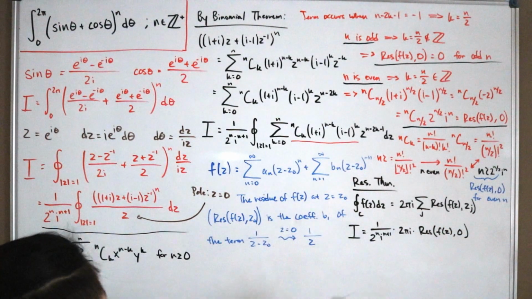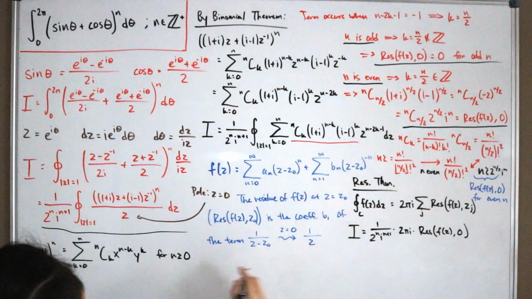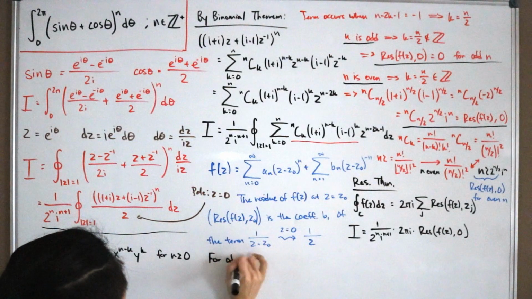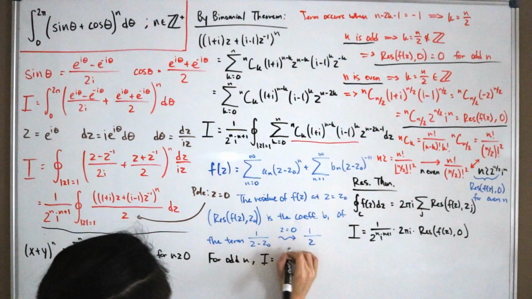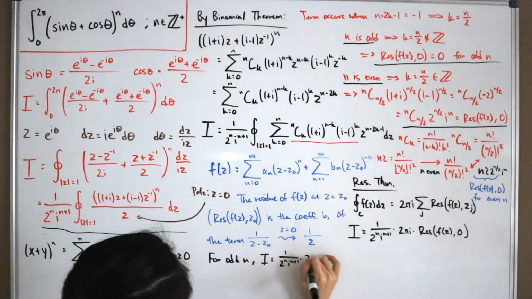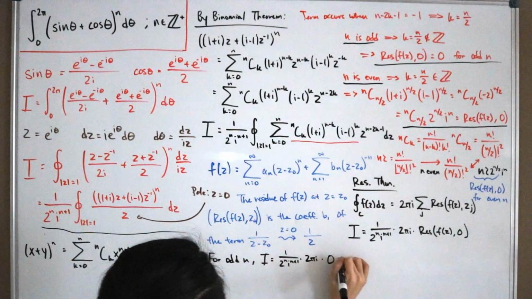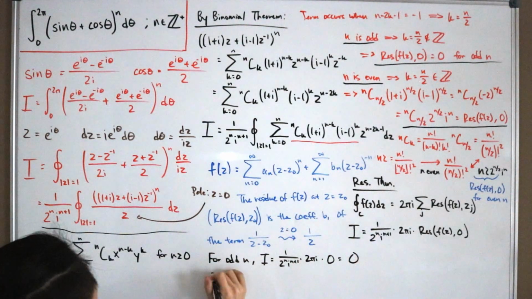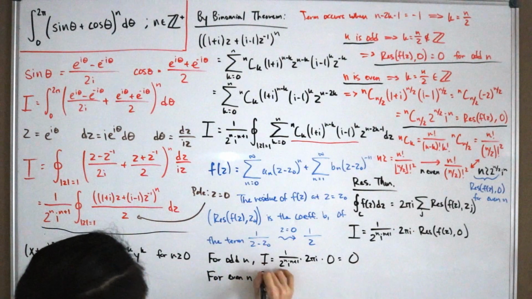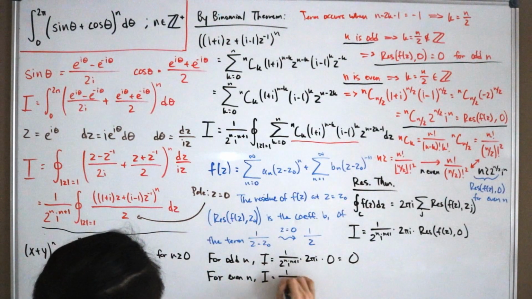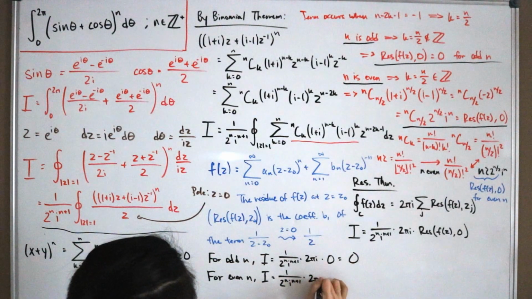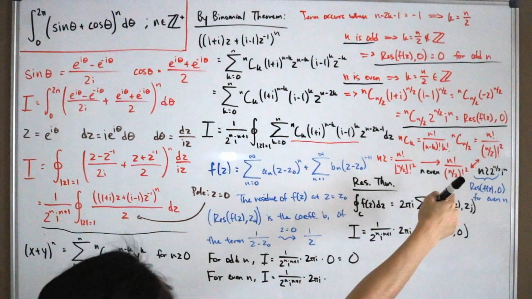Okay, and then we just have to calculate those two different values, and then we'll be good to go from here. So lastly, for odd n, I is equal to 1 divided by 2 to the power n, i to the power n plus 1, multiplied by 2 pi i times 0. Of course, that's just going to equal 0. Then lastly, for even n, I is equal to 1 divided by 2 to the power n, times i to the power n plus 1, multiplied by 2 pi i, and then plug this back in for that residue for the even case.